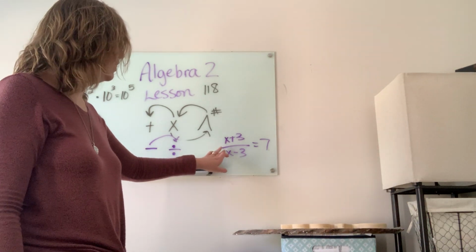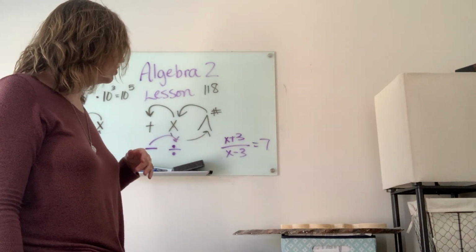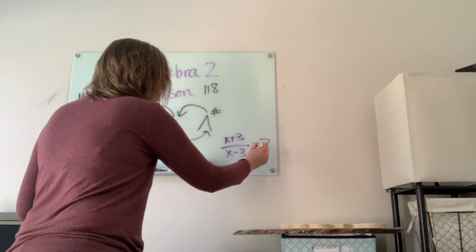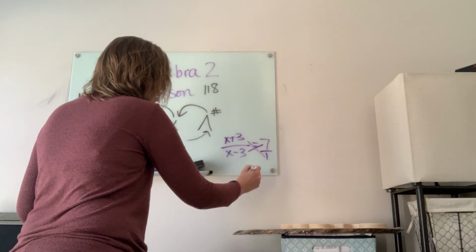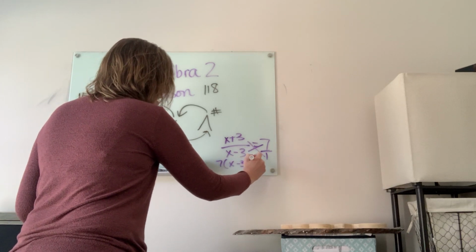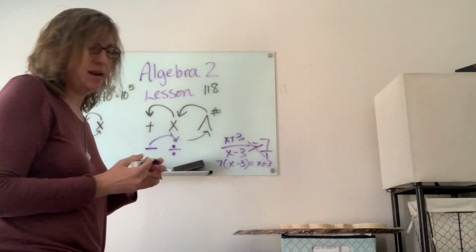Well, I'm going to have to get rid of the denominator, so I can multiply both sides by x minus 3 to get rid of the denominator there, or I can just remember the cross products always equal each other. So I can just do 7 times x minus 3 equals x plus 3. And I can distribute that and then solve.